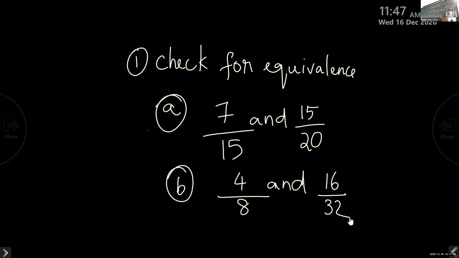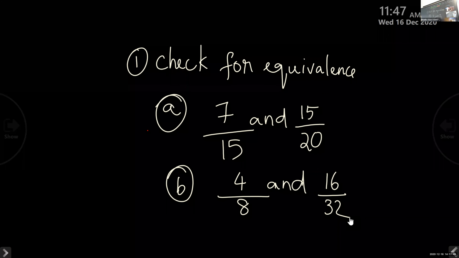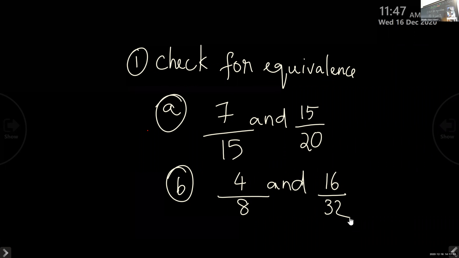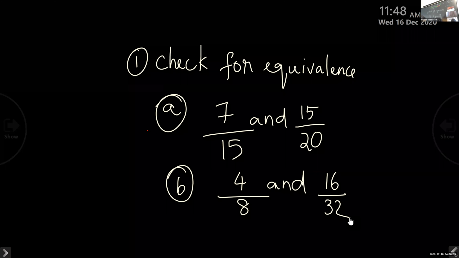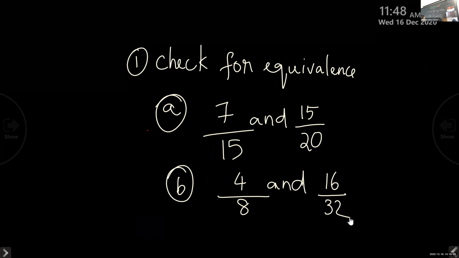Okay, children, find out whether the fractions are equivalent. Rough book. Children, please wait. I got the answer. I will give 1 minute. Let everyone finish. I want all the children to try. Here it's very easy. You have to do cross multiply.